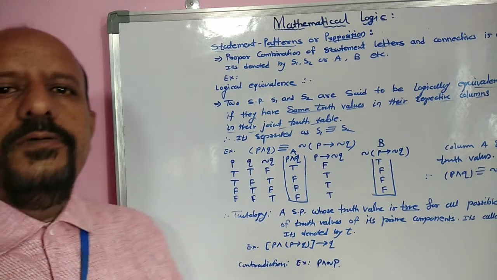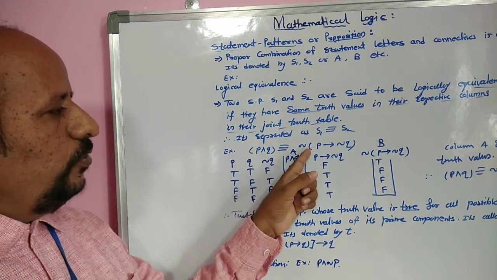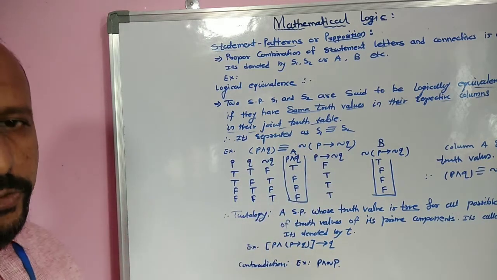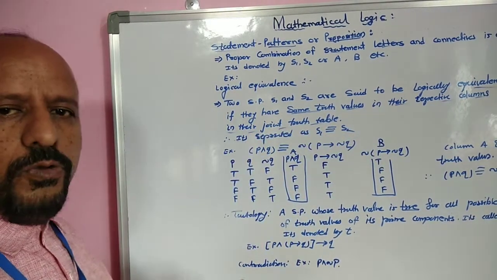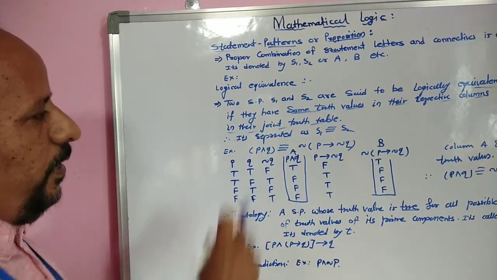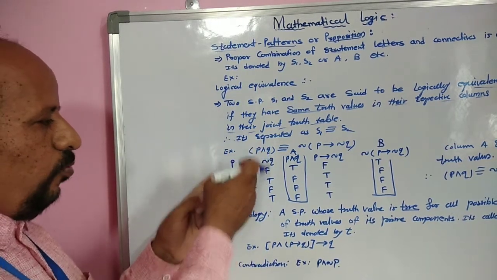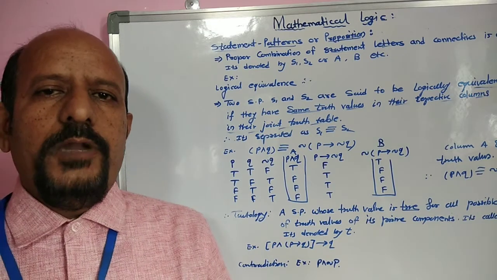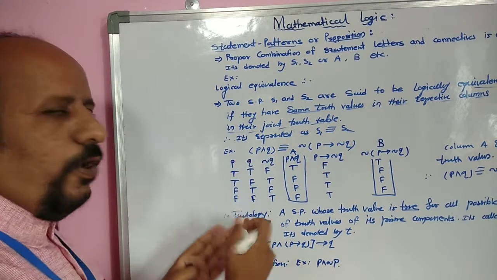Now we see one example. P and Q is logically equivalent to negation of (P implies negation Q). To prove this example, we draw the truth table of the given statement pattern. Here the atomic statements are P and Q. Therefore, we take two columns for P and Q. As there are two atomic statements, 2 raised to 2 means 4. There are 4 horizontal lines.